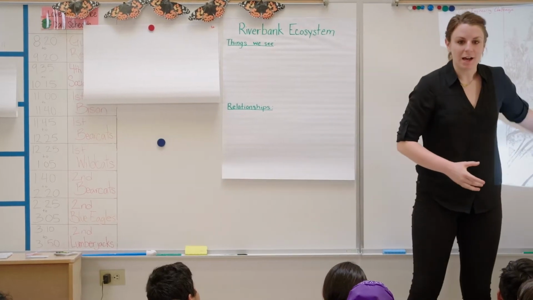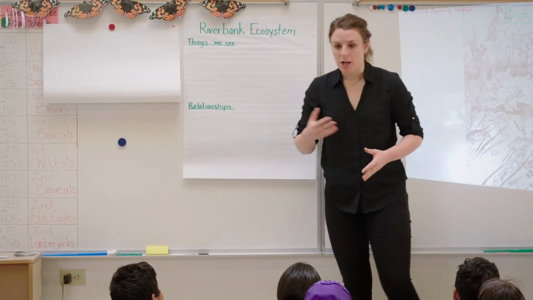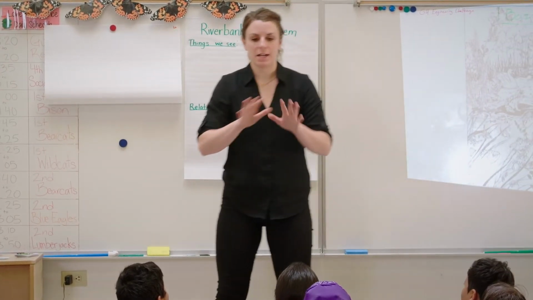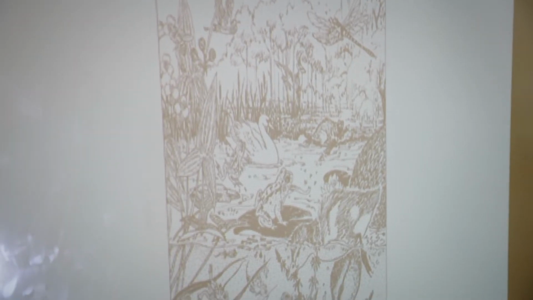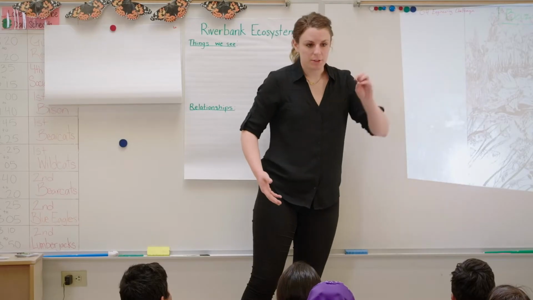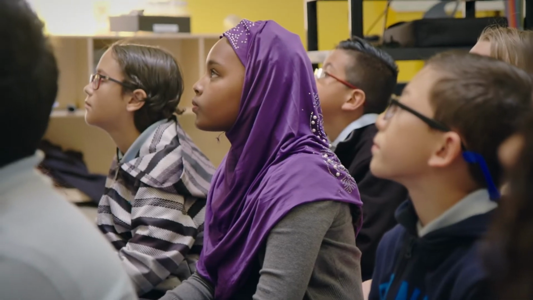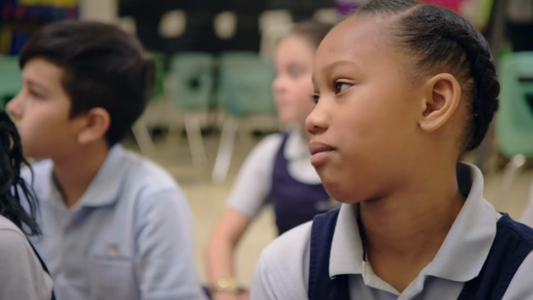Today we're going to be learning about a riverbank ecosystem. A riverbank ecosystem is all the living and non-living things that live on the shore by a river. That's what this picture is right here. Take a look. Silently think for 10 seconds. What things do you see in this picture?